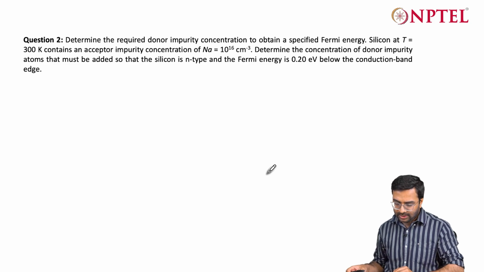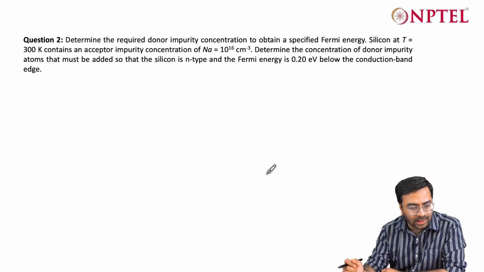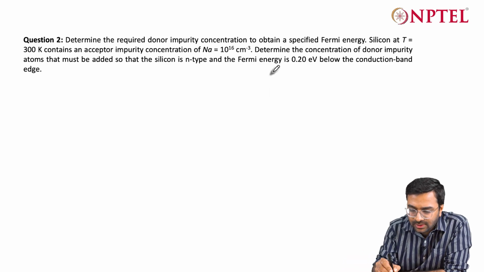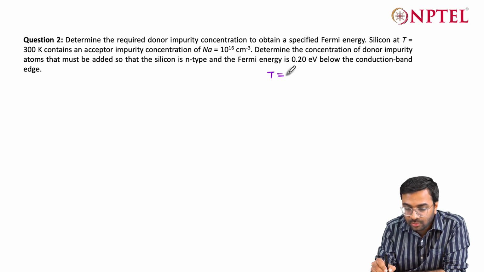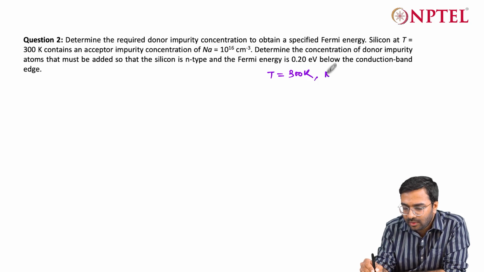Okay. So, in this case also if you look at this problem, we have multiple pieces of information given. The first information is T is equal to 300 Kelvin, temperature is already defined, and the value of Na is 10 to the power 16 per centimeter cube.